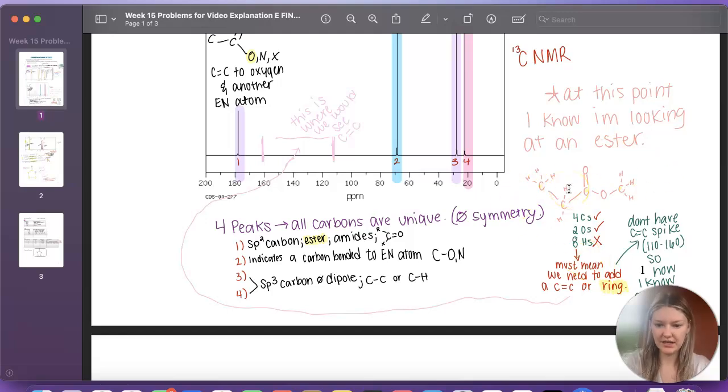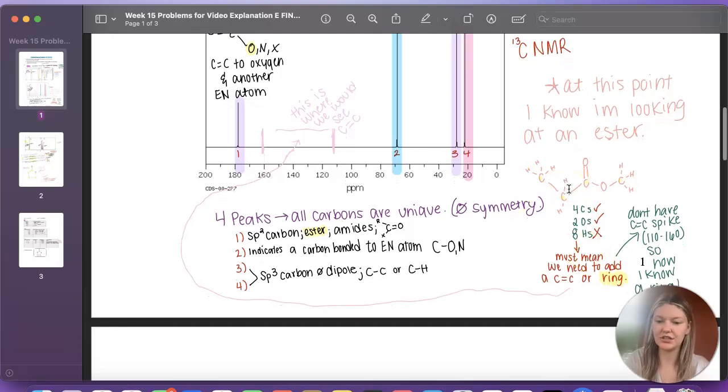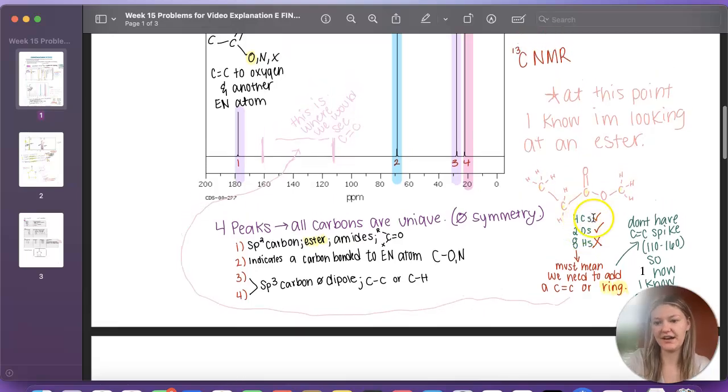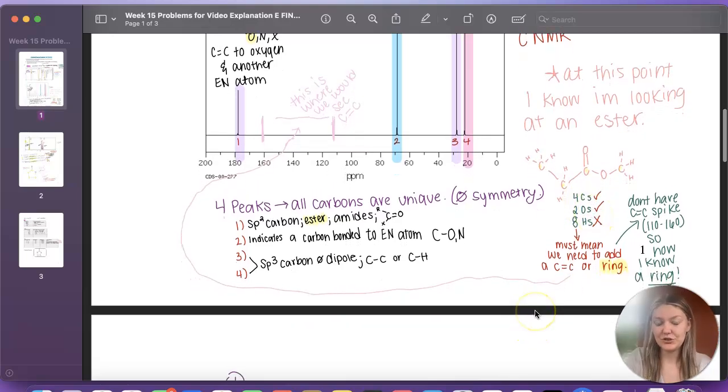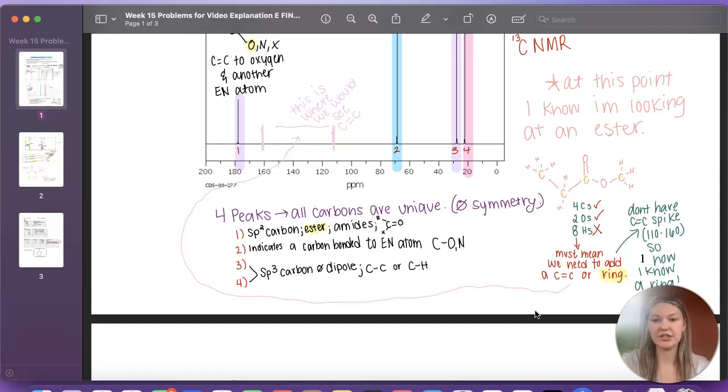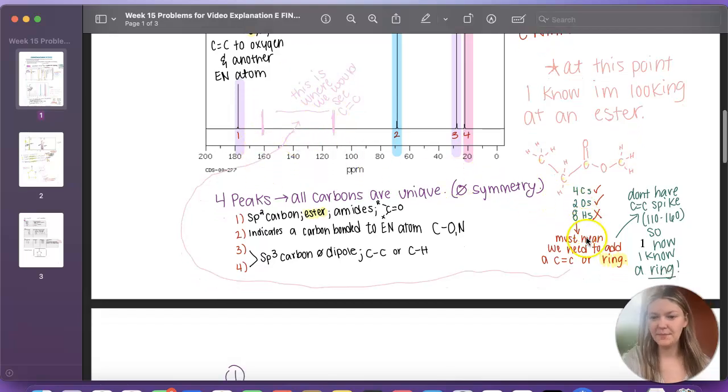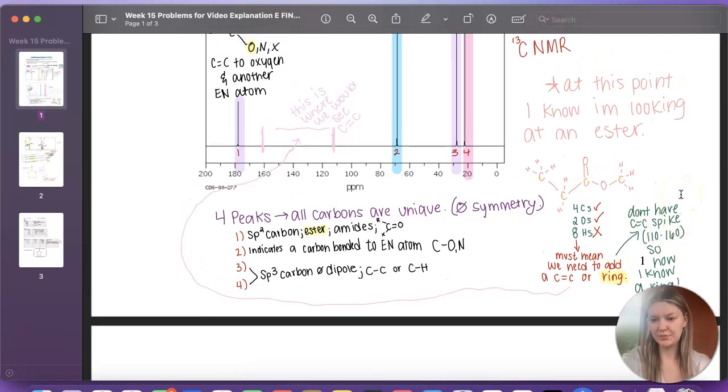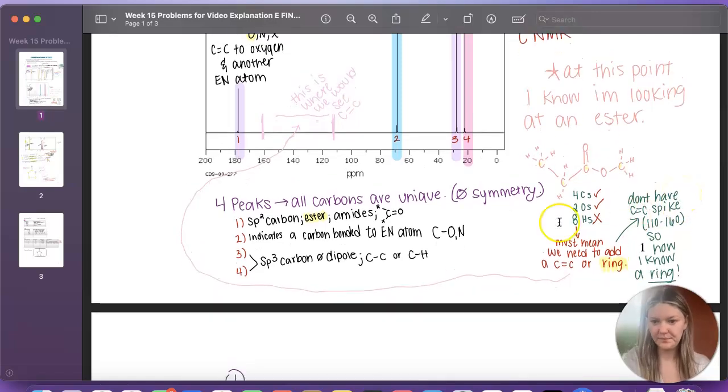And then if I remembered back to my degrees of unsaturation, I remembered that I should have either 2 double bonds or a double bond in a ring. So then I was thinking, well, I need to see if I had a spike for a carbon-carbon double bond. If I look over here, this is where we would see that, from 110 to 160. We would have a spike if we had a carbon to carbon double bond. So I pretty much knew at this point I was going to have a ring of some sort.